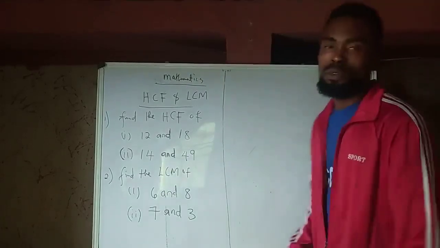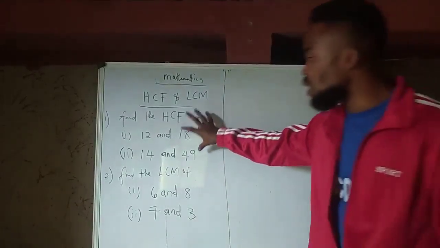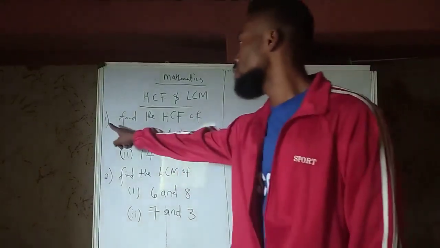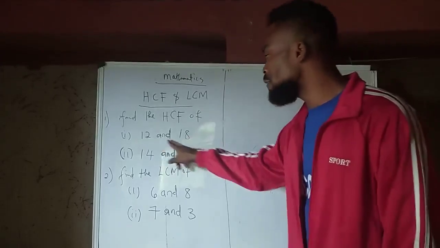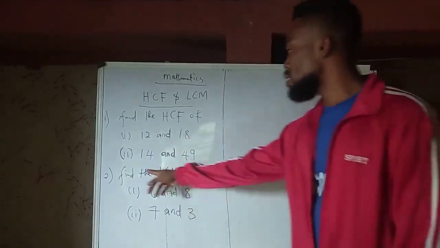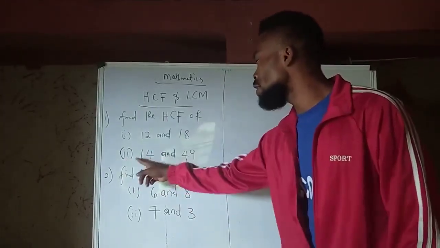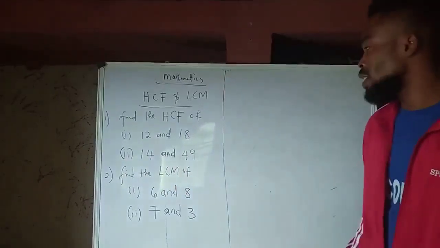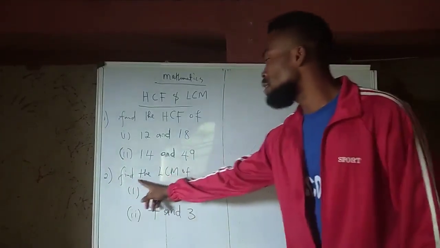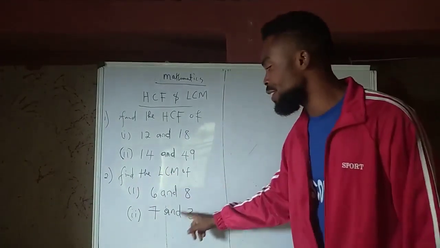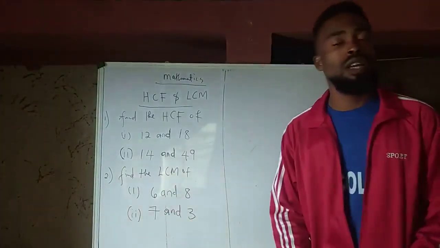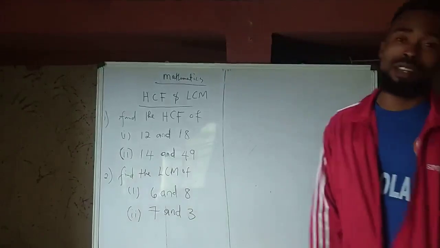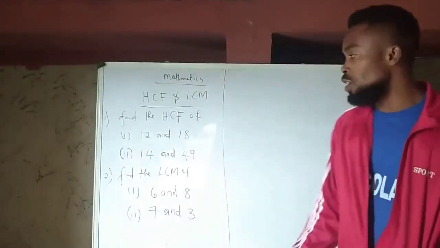Okay, so quickly we are going to work on those problems. The first question here is find the HCF of 12 and 18. And the set also said find the HCF of 14 and 49. And then here we are going to look at find the LCM of 6 and 8 and find the LCM of 7 and 3. Now actually mastery of HCF and LCM is very important.